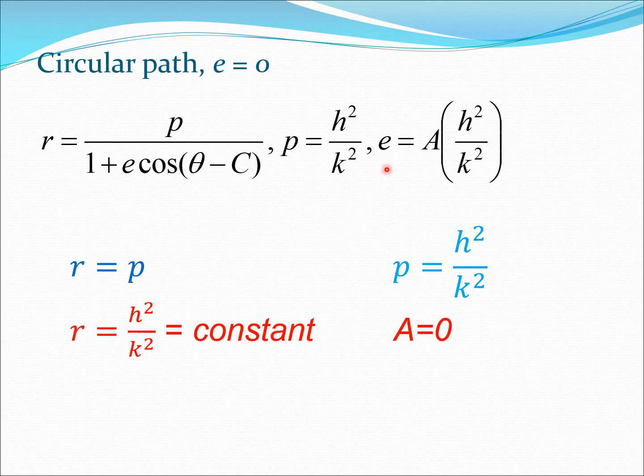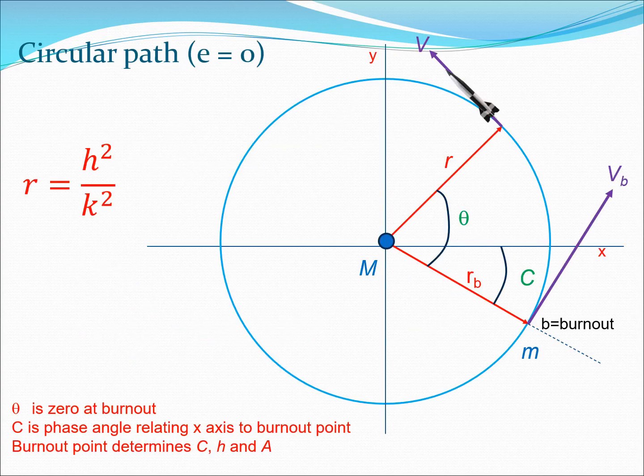Also, you can see E equals 0 means that this term is going to be 0, and therefore A will be 0, provided h squared by k squared is not 0, which is typically the case. So if we now try to plot this path, we can say there is a mass here. This is the Earth, capital M, and you have the mass small m here, which is the space vehicle. So now you can see that the path is going to be like this, where R is h squared by k squared. That's the value of the radius of this circular path.